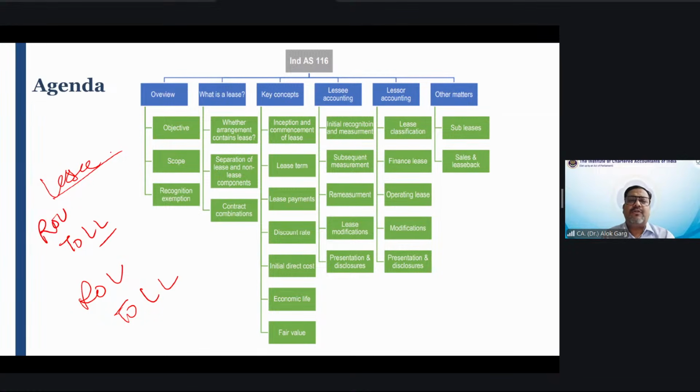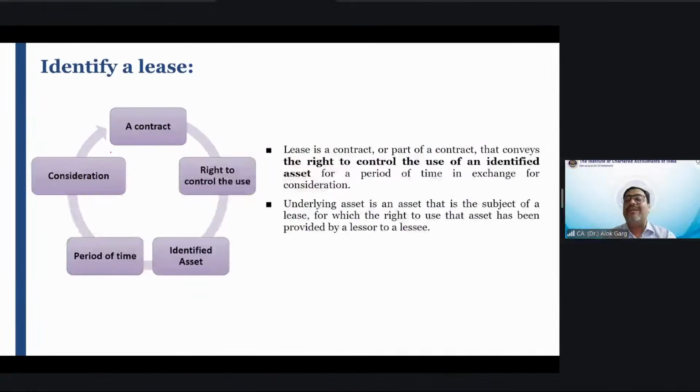Friends, talking about the objective and the scope. So basically, this standard is applicable to all the leases, including sub-leases, except a few exemptions that are there. So this is the very theoretical part. The recognition exemption I'll cover later on. What is a lease? Friends, for applying the Ind AS 116 accounting, the first important concept is what constitutes a lease, right? And friends, for constituting a lease, there are four items in this standard.